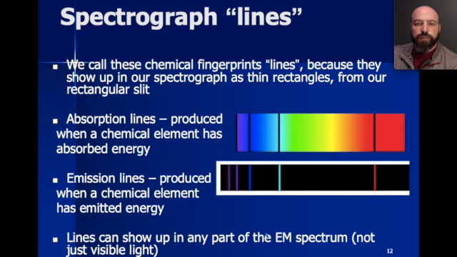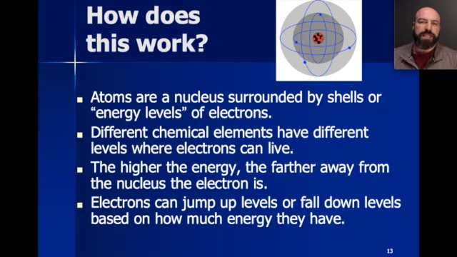So that's the absorption spectrum. We have absorption lines, and then again the emission spectrum is when it's being produced by a source of that chemical, and we see only those specific lines there. So why does this happen?